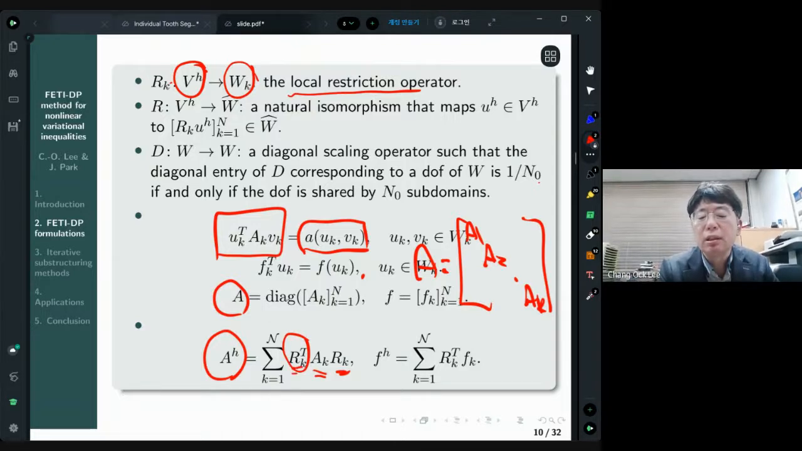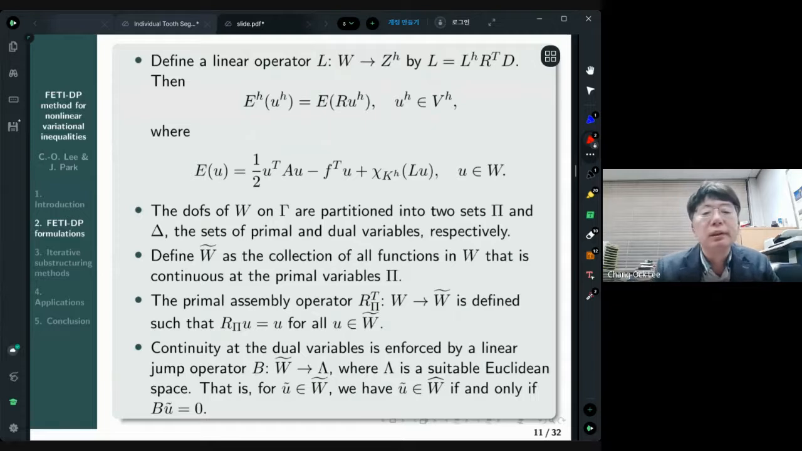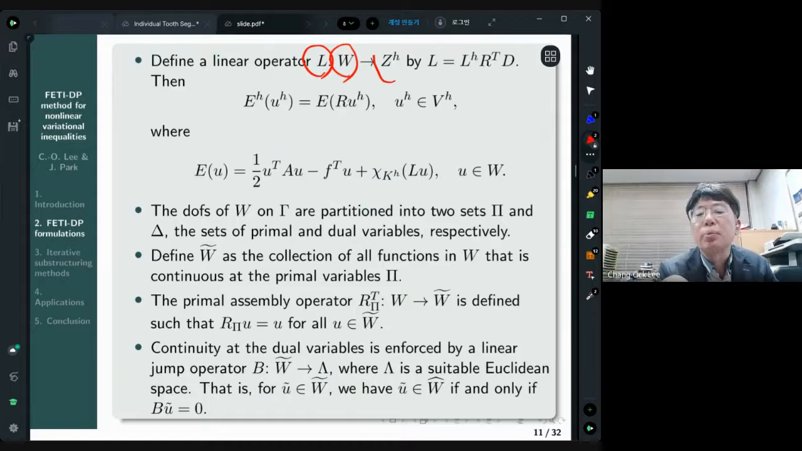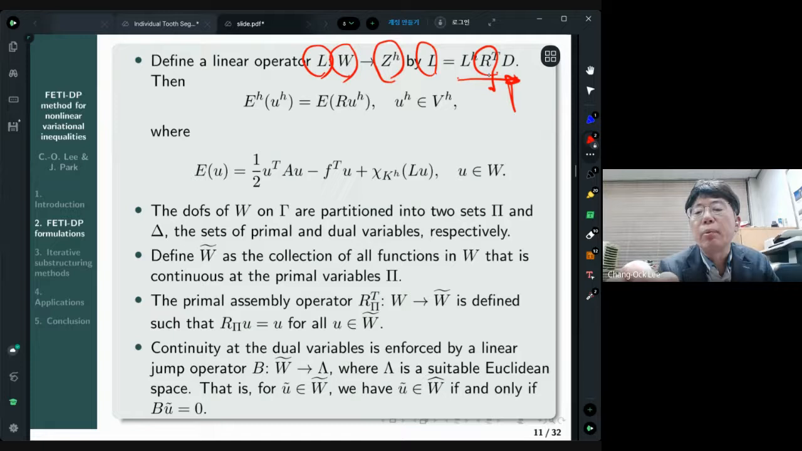So now the result belongs to VH, okay? So we take a sum of that. So we have also the FH here. So now we define the linear operator L, from the discrete space to the discrete space, and we define L as this. So we have a scaling operator, and R is the restriction. So we have the transpose over that and the LH, okay?